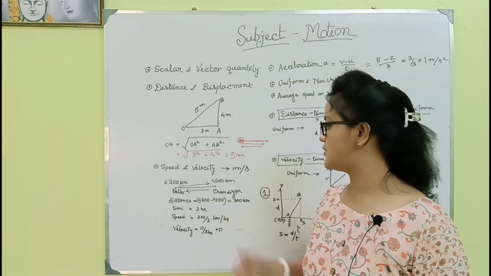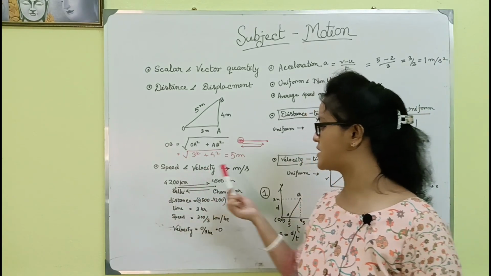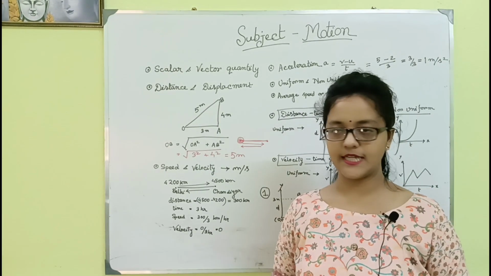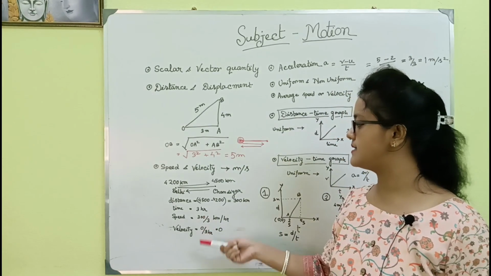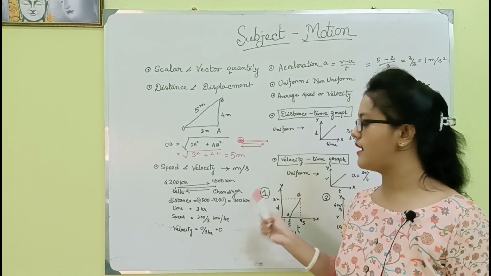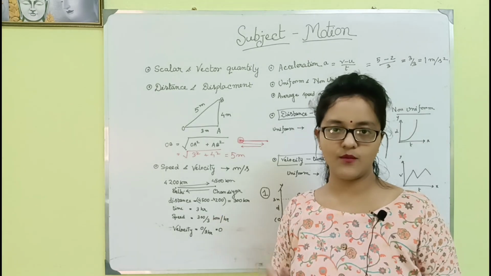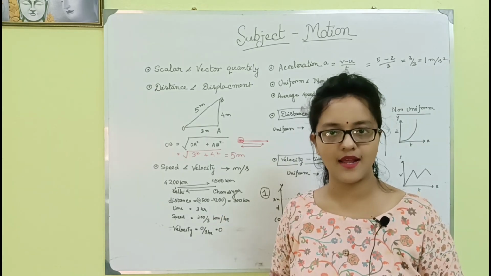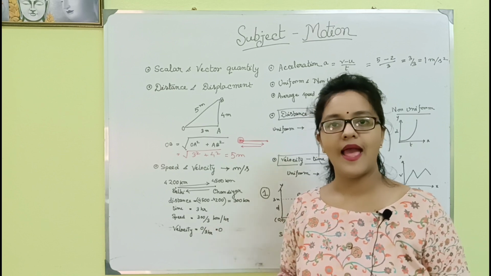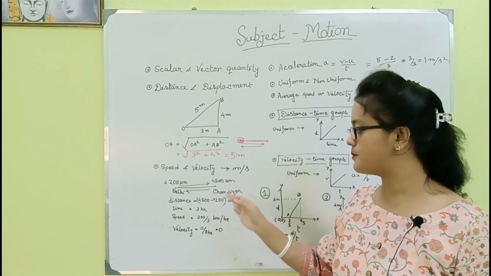4500 minus 4200. The distance covered by the bike to go from Delhi to Chandigarh is 300 km, and the time taken by the bike rider is 3 hours. So the speed is distance by time, 300 by 3 kilometer per hour. You have to convert kilometer to meter and 1 hour to second. 1 hour is equal to 3600 seconds and 1 kilometer is equal to 1000 meters. Then calculating this problem, you will get the actual speed.